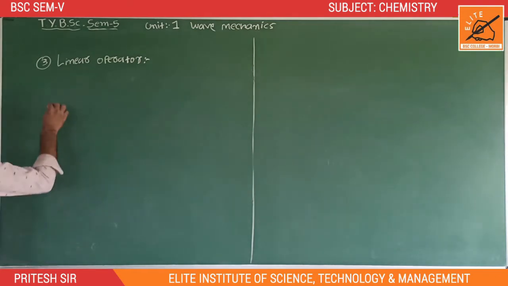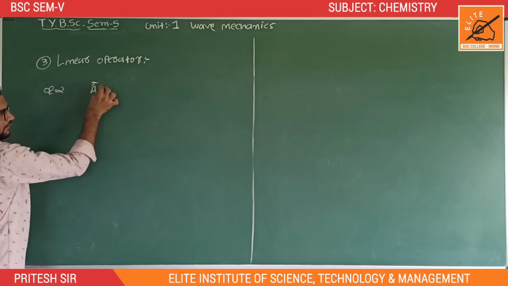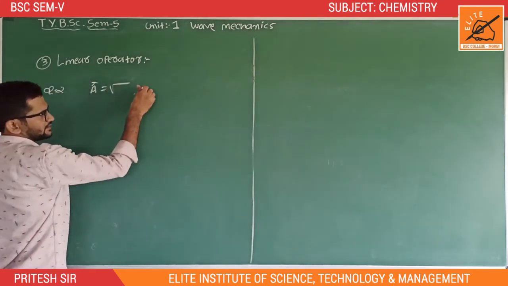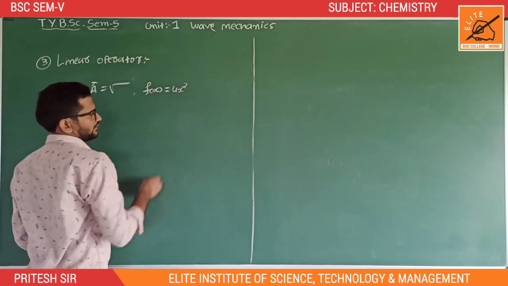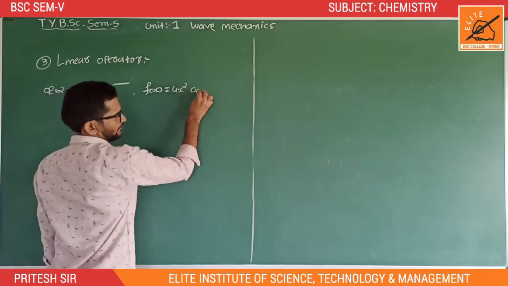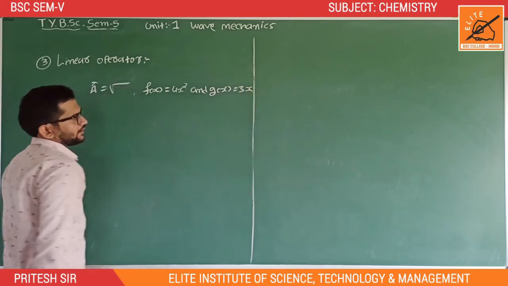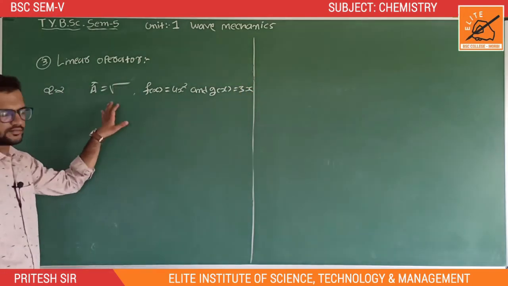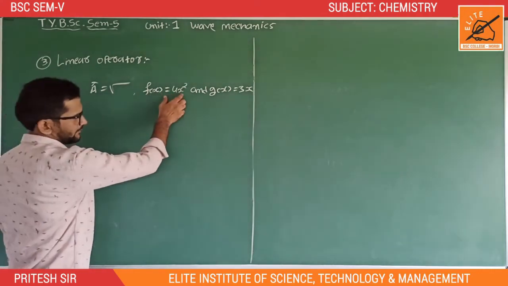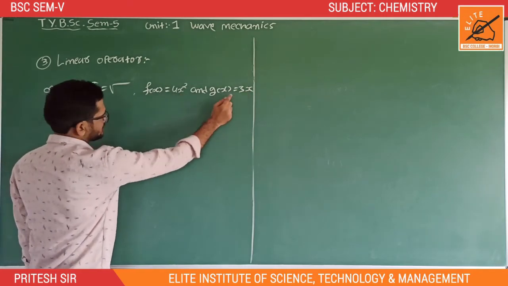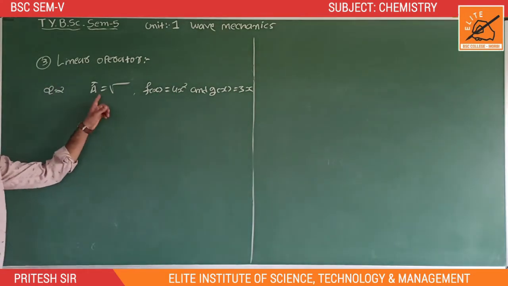Now question number 2. Operator A cap is equal to under root, function f(x) is equal to 4x square and function g(x) is equal to 3x. Prove whether this operator is linear or not. So one operator and two different functions are given. At that time we can check whether this operator is linear or not.